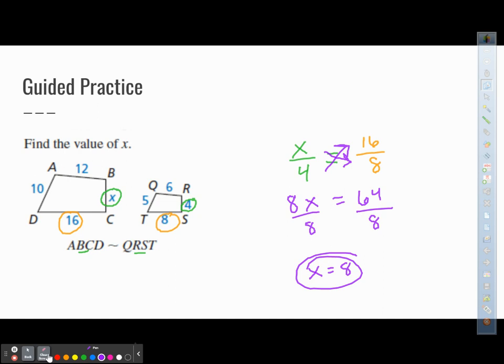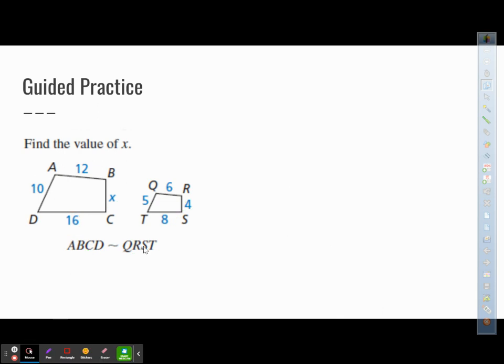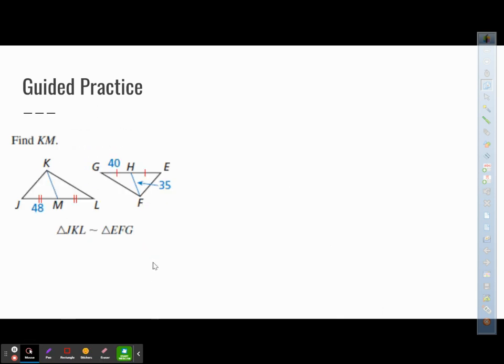All right, you need to copy the numbers down on this one. The number that's missing is the 35. You see the arrow, but there's no 35 beside it. Who can tell me what are these two segments right here called? The HF and KM?